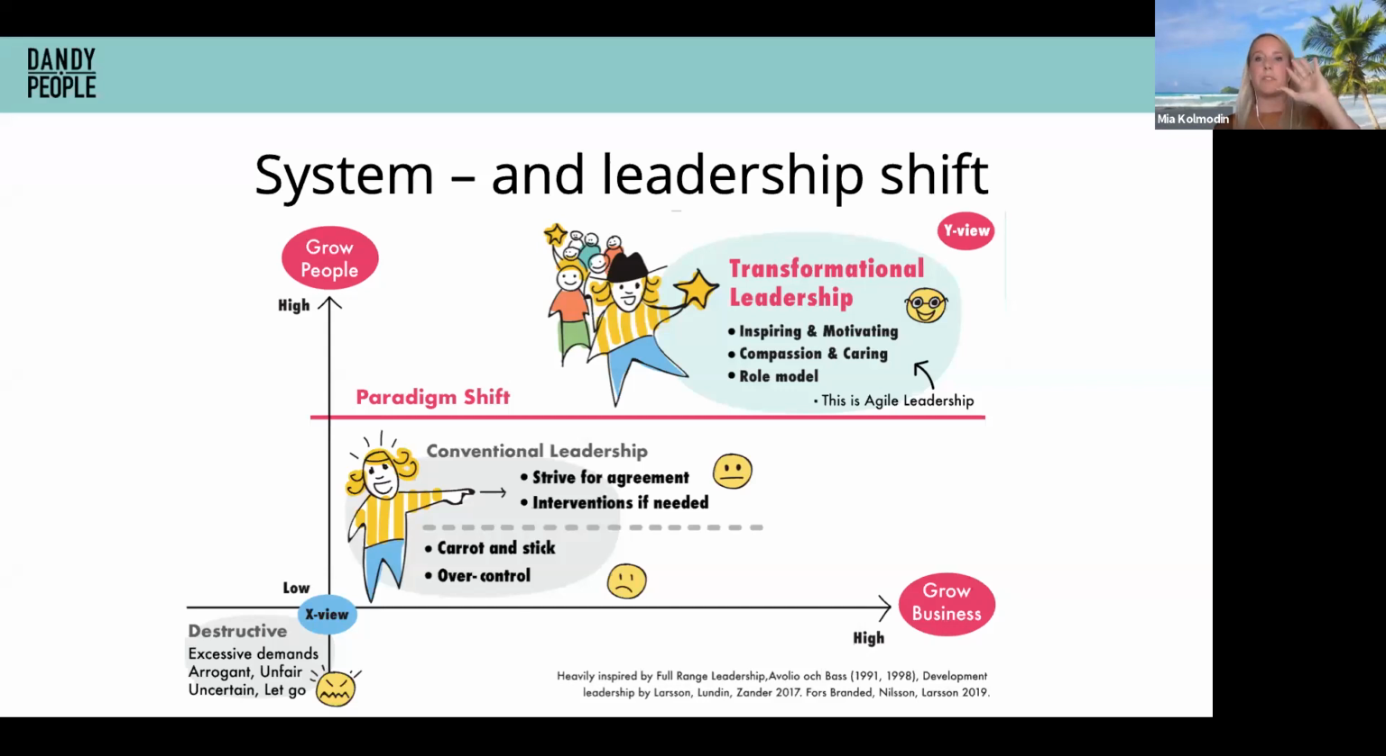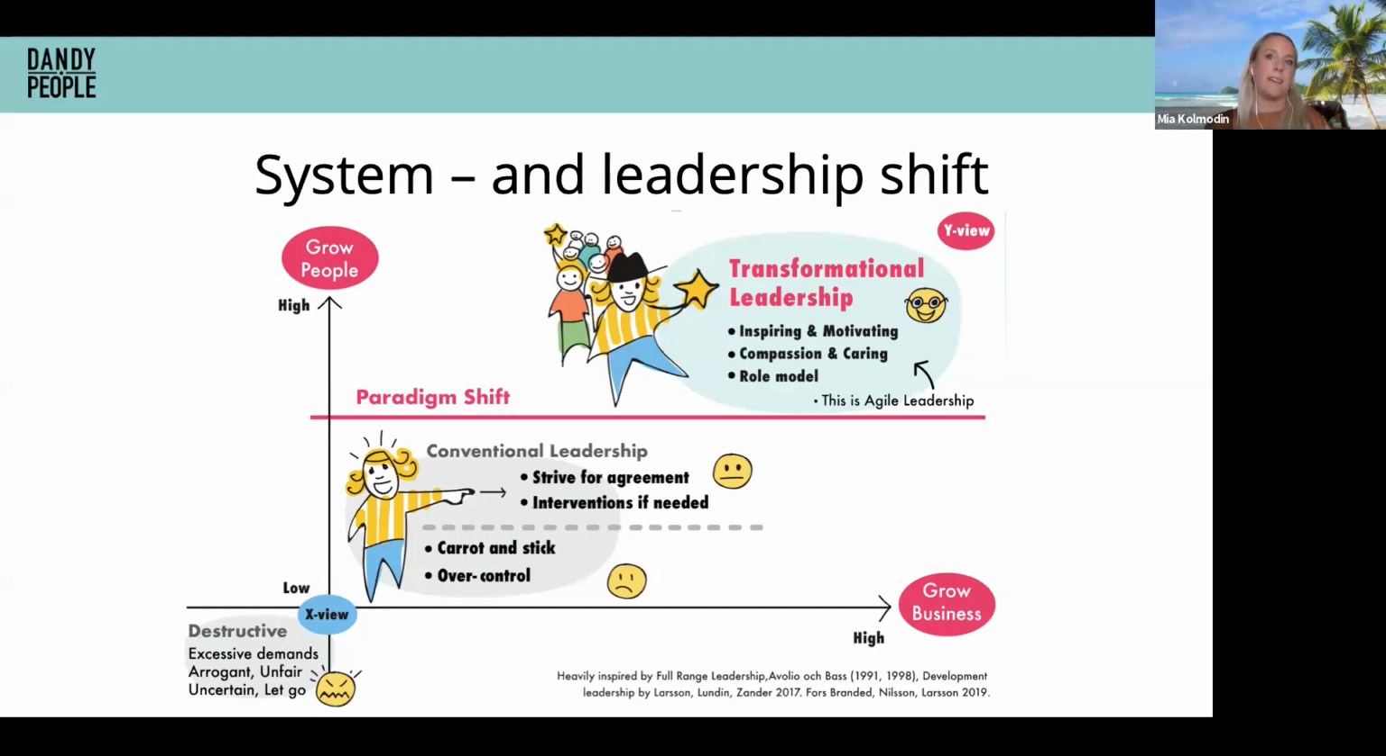So have more of this transformational leadership, which is based on the Y view, and being inspiring, motivating, having compassionate and caring leadership, and acting as role models as leaders. So this is where the traditional agile leadership is. But traditional leadership in most organizations is below this red line, which is the paradigm shift, where we have conventional leadership, where we strive for agreement, and interventions might be needed. So we go down and fix things. And we use the carrot and stick and maybe over-control to make sure that people do the right thing. So these things are based on the X view.